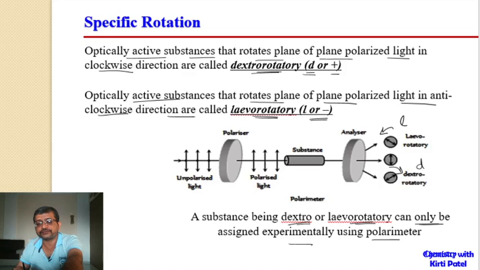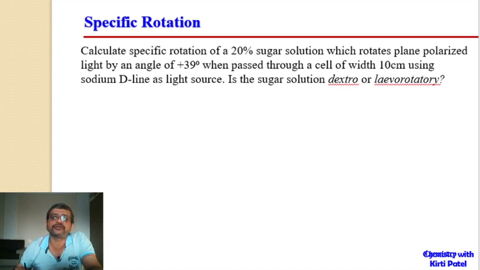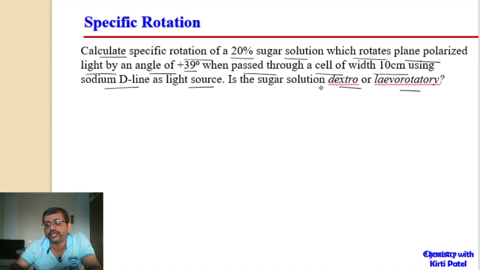Let us solve some problems of specific rotation. How to determine specific rotation? Calculate the specific rotation of a 20% sugar solution which rotates plane polarized light by an angle of plus 39 degrees when passed through a cell of width 10 centimeter using sodium D line as light source. Is the sugar solution dextro or levorotatory? This last one we will see later. First we will find out what the specific rotation is.